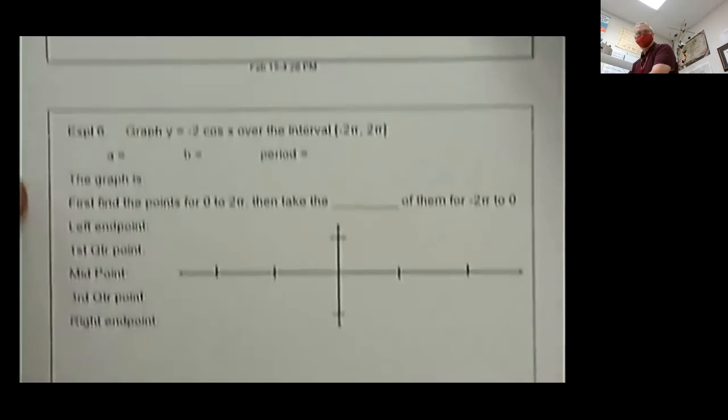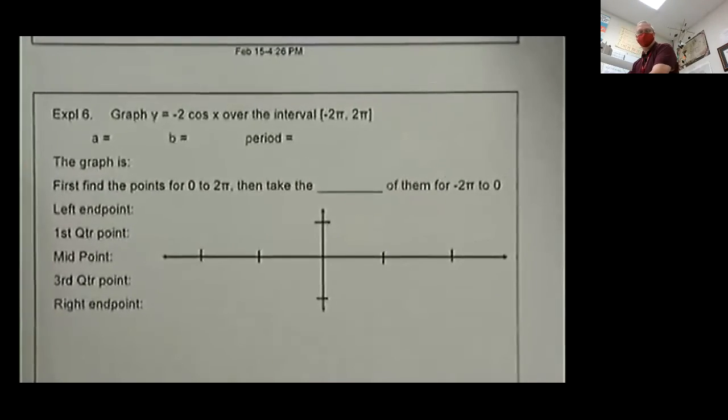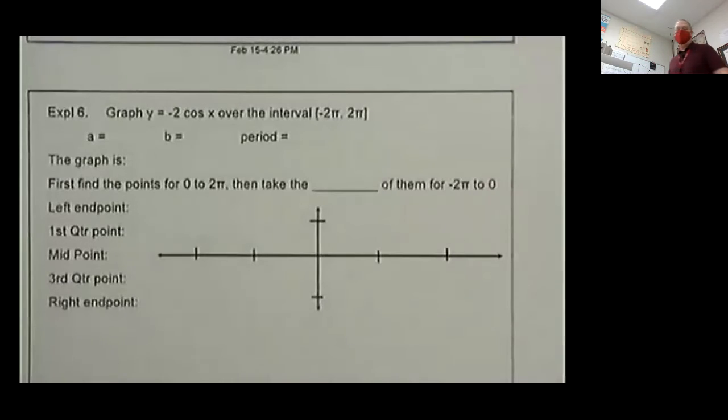We'll look at one more. Graph y equals -2 cosine x over the interval -2 pi to +2 pi. Go ahead and pause the video, see if you can do this yourself, and then come back and check and see how you did.